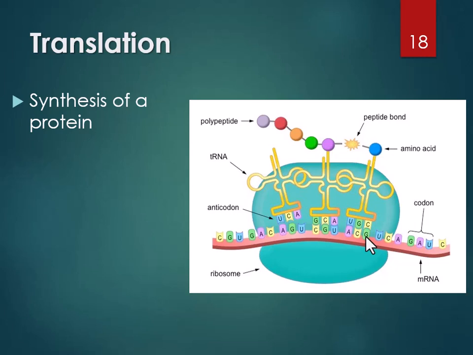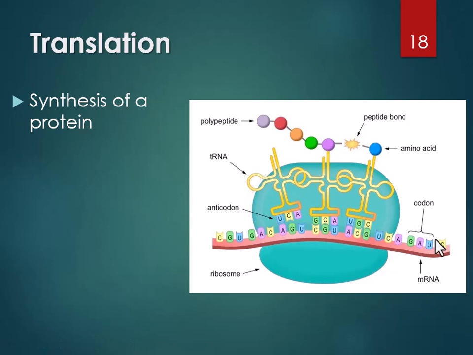Okay, so the amino acids are floating around in your cell because you had protein for dinner, and protein is broken down to amino acids by the digestive system. And now we're going to build back a protein that your body needs by taking those amino acids and hooking them together in whatever order the mRNA says to.